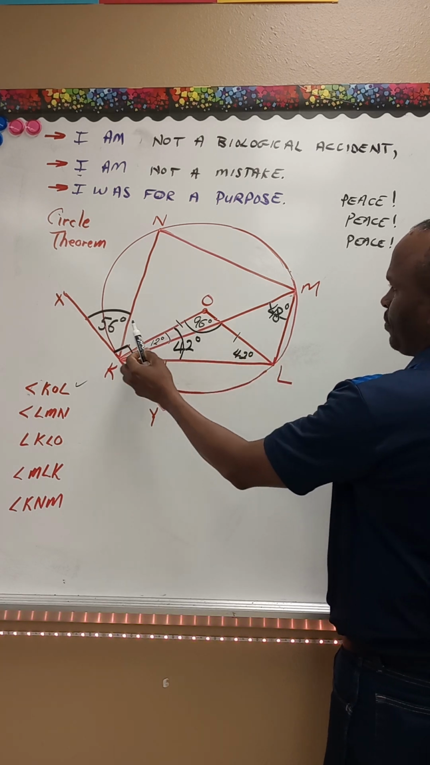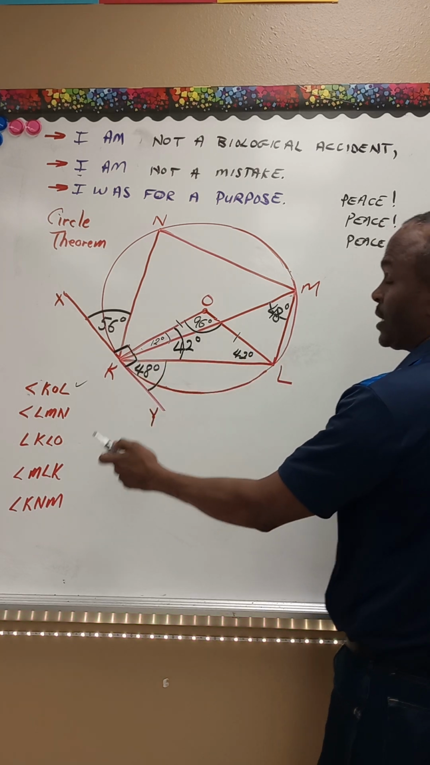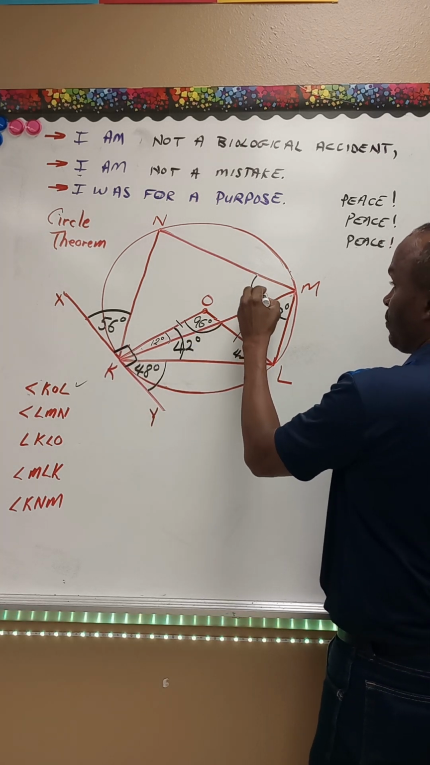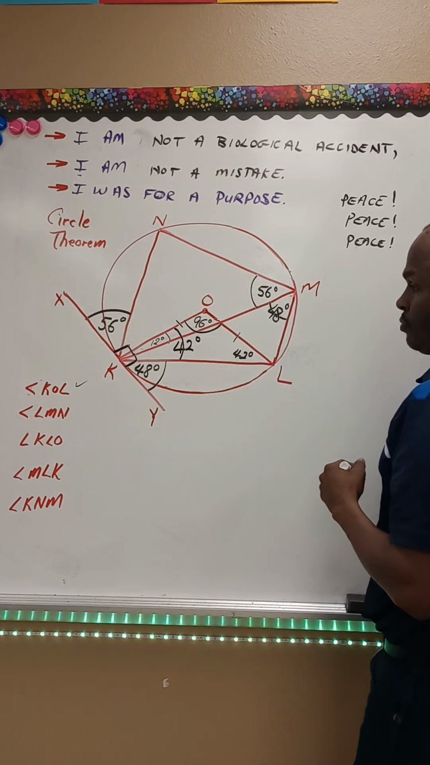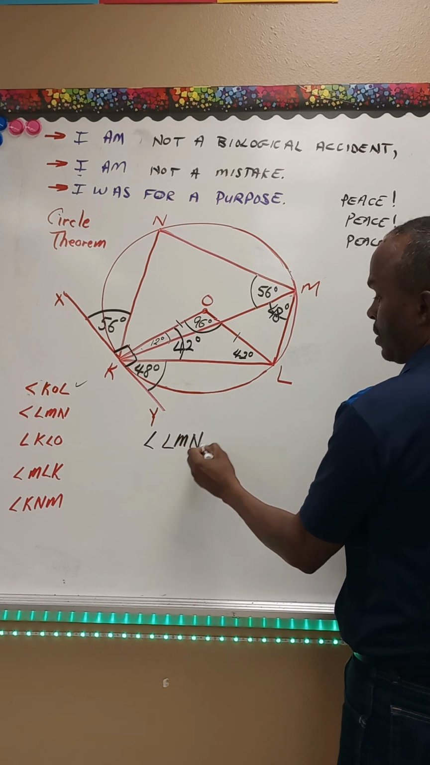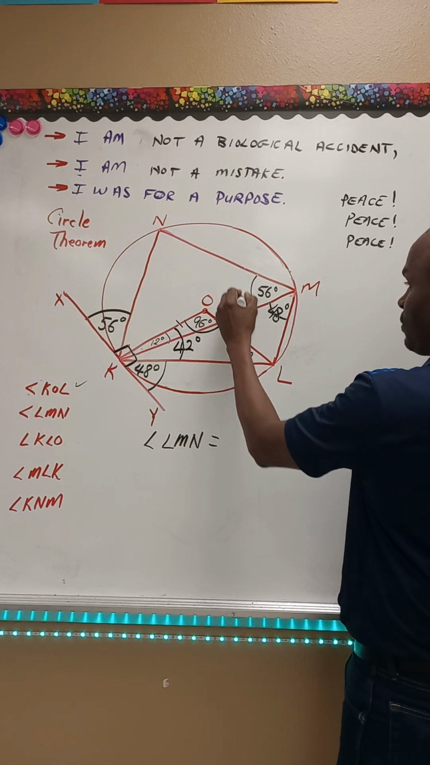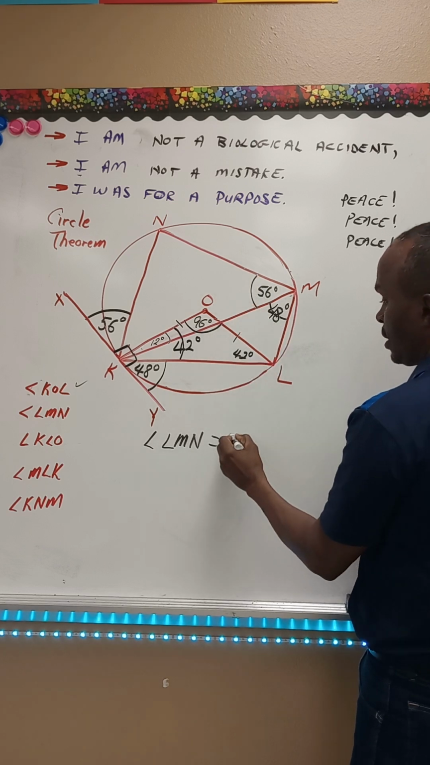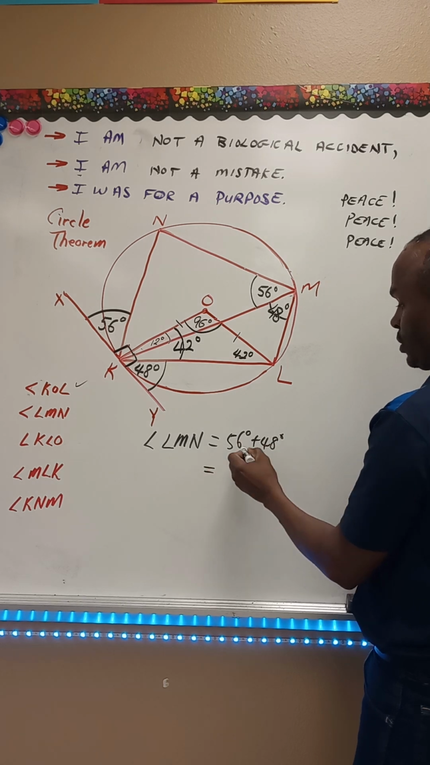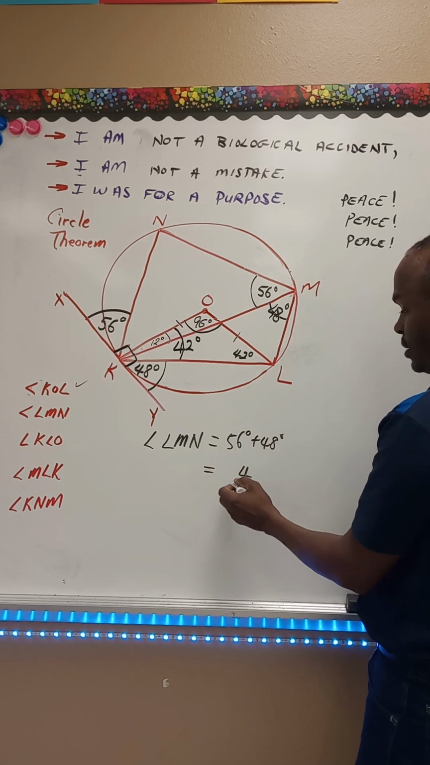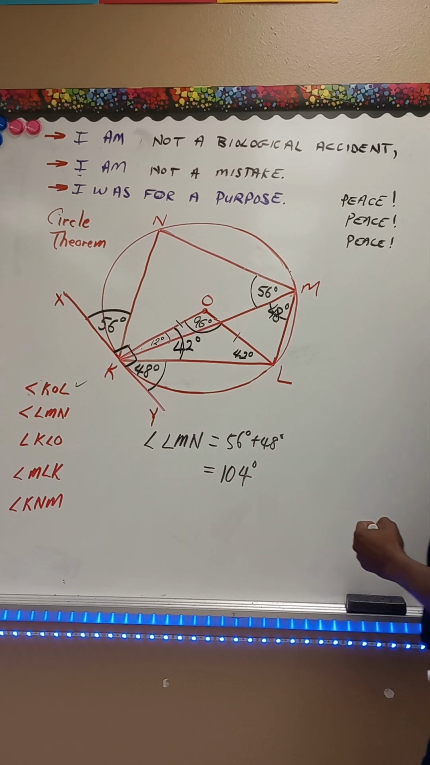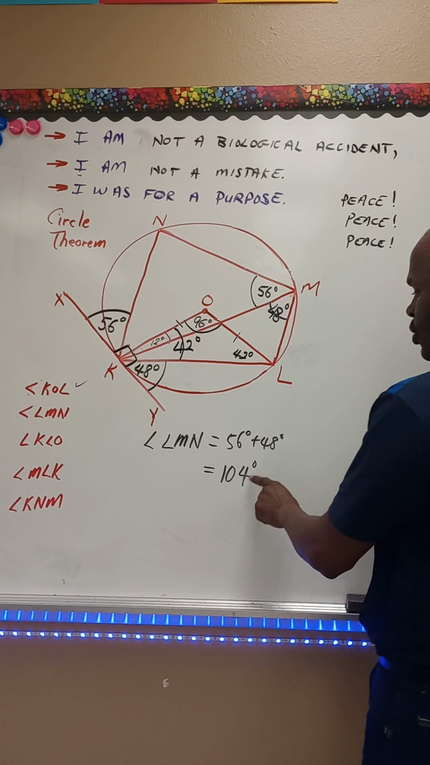Now we have a similar situation, that this exterior angle is equal to the opposite interior angle. So that means that this here is 56. So angle LMN, look in the corner here, it's covering all of this here. All of that is 56 degrees plus 48 degrees, which is 104. So that angle is an obtuse angle and it's 104 degrees.